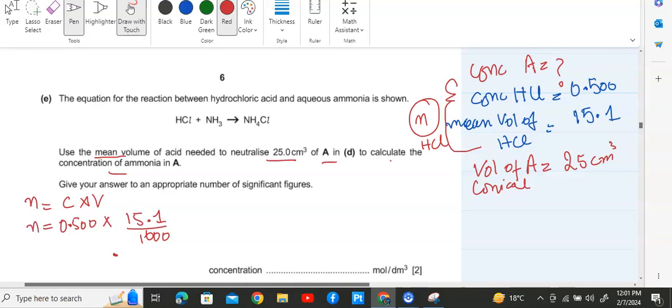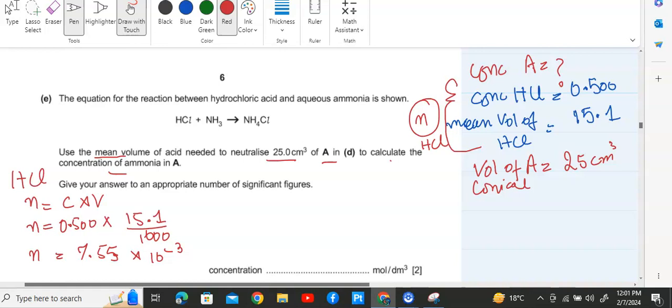So what is the answer? You get 0.5 into 15.1 divided by 1000, and it is 7.55 into 10 raised to the power minus 3. These are the number of moles of what? HCl. So here we find the number of moles of HCl.